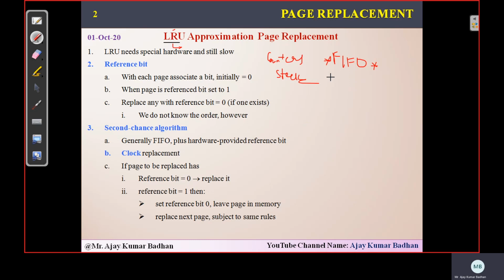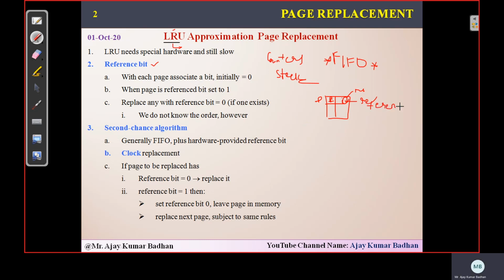But some systems provide help in another way, which we call a reference bit. Within the page table, every entry for a particular page will have a reference bit associated with that page. In the page table we usually write the page number and the frame number, along with the valid-invalid bit, which we have seen, and also the modify bit. In the same way, this is the reference bit.